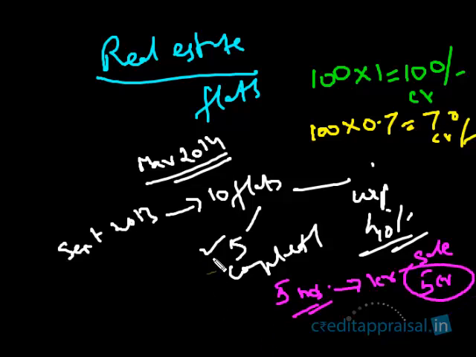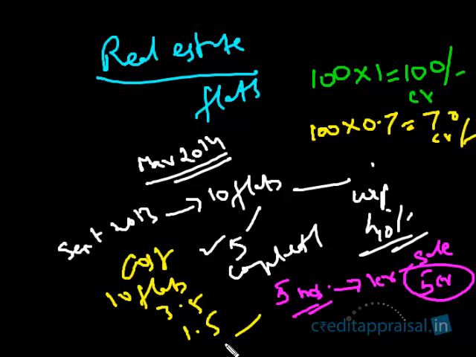Now the question is, what is the cost? Please note that I have incurred cost for constructing 10 flats, right? 5 are completed, so I have incurred 5 into 0.7, so 3.5 crores on these completed 5 flats. And with respect to the other 5 flats which are just 40% completed, we can assume around 1.5 crores is complete. So I have incurred 5 crores, whereas my income is only 5 crores.